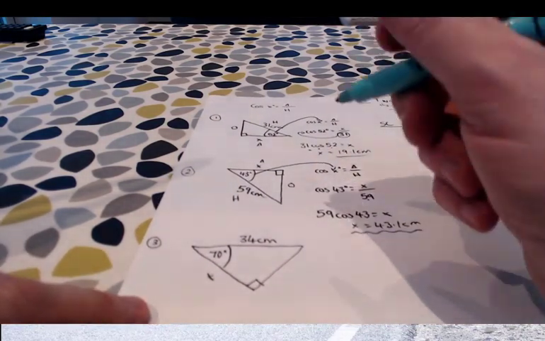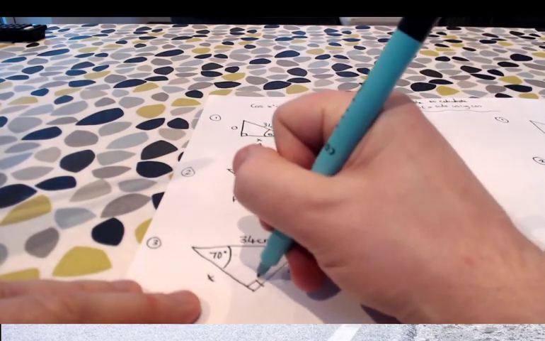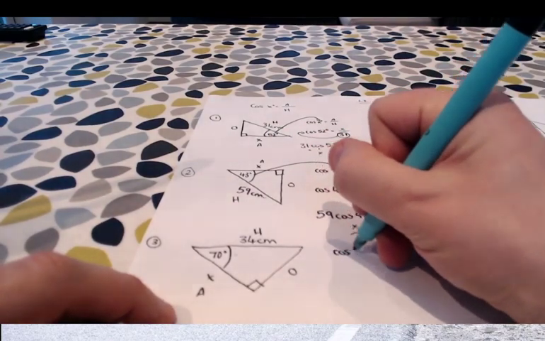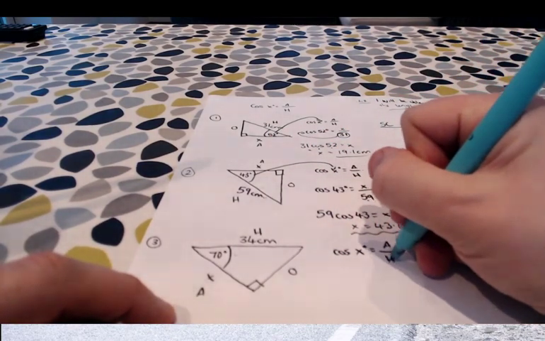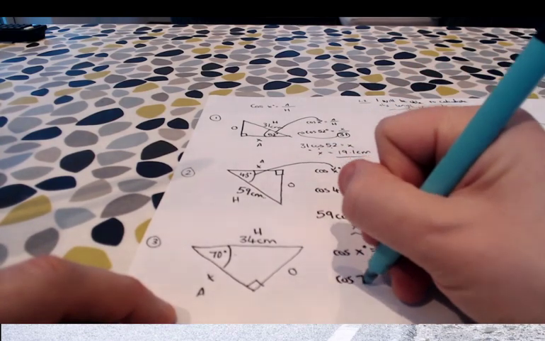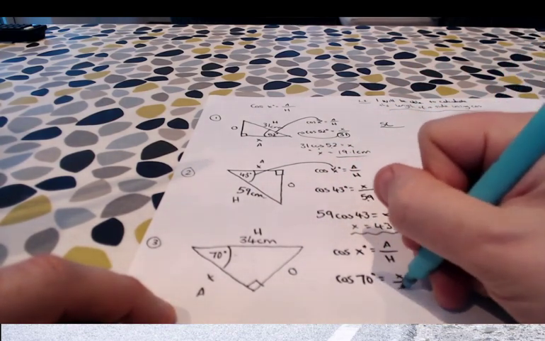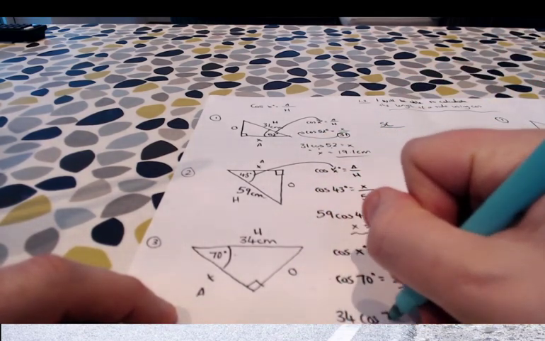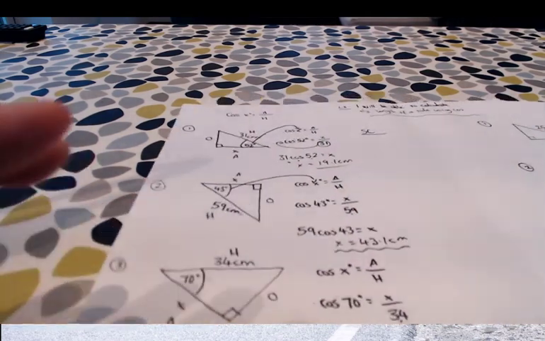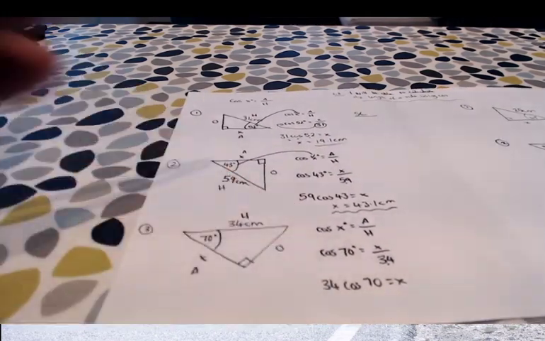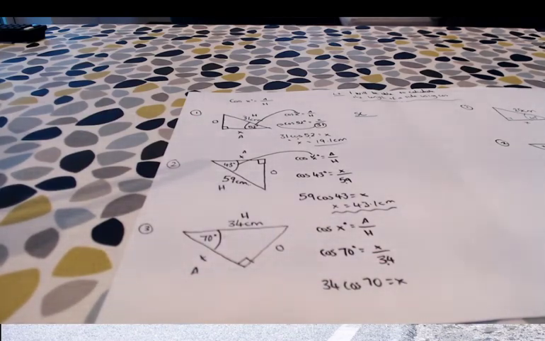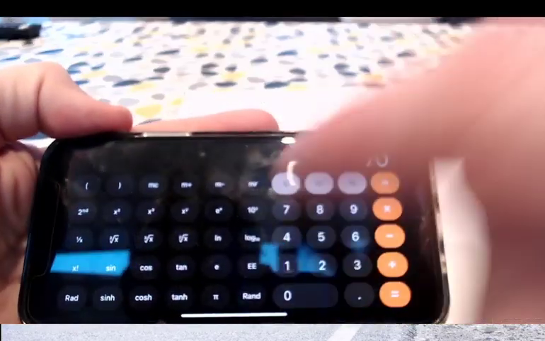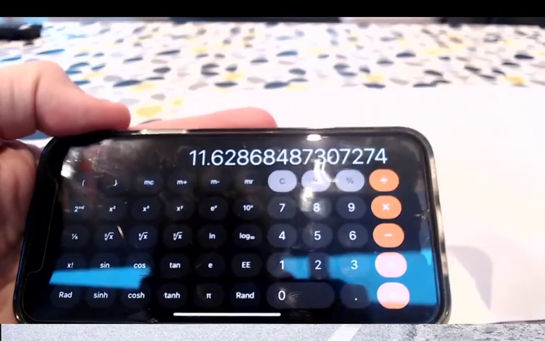Final one. Again, start by labelling the sides. So I'm standing at the 70, so there's the opposite. The hypotenuse is opposite the right angle box, and the last one is the adjacent. Write down the rule. Cos x is adjacent over hypotenuse. Fill in the information. Cos 70 is going to equal x over 34. Take the 34 up to the other side. 34 cos 70 will equal x. Go to your calculator. We're going to do it in reverse. So it's going to be 70 cos times 34. 11.6.